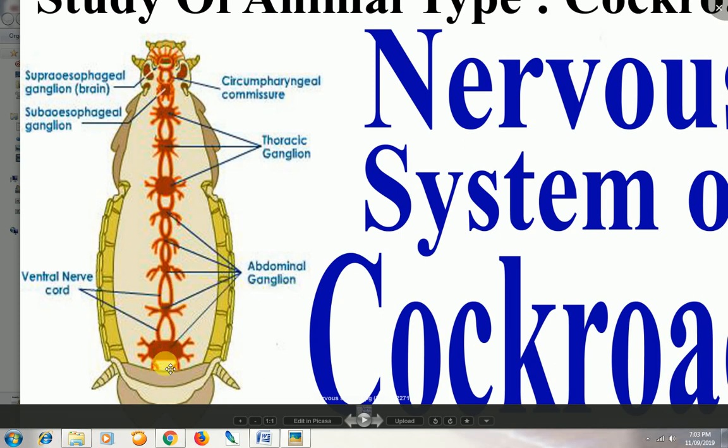Now the remaining abdominal chambers are 6, but the nerve is only 1. So this nerve goes to the 7th chamber, which covers 6, 7, 8, 9, 10, 11.